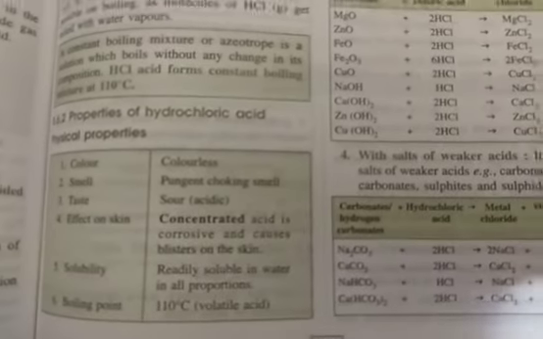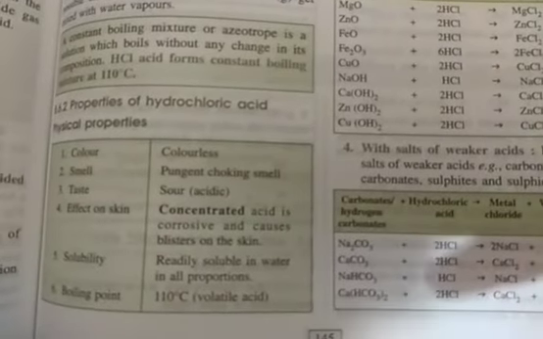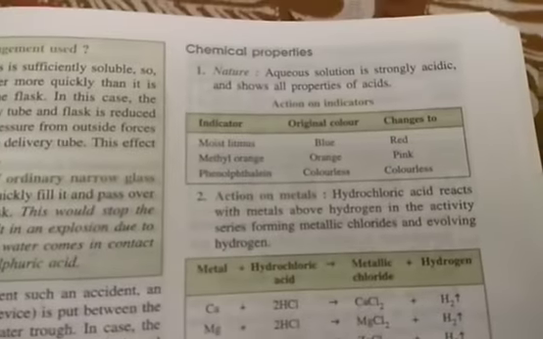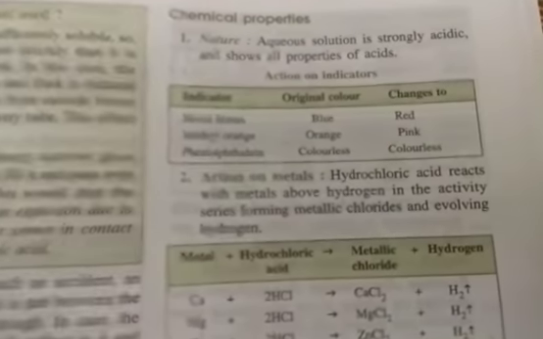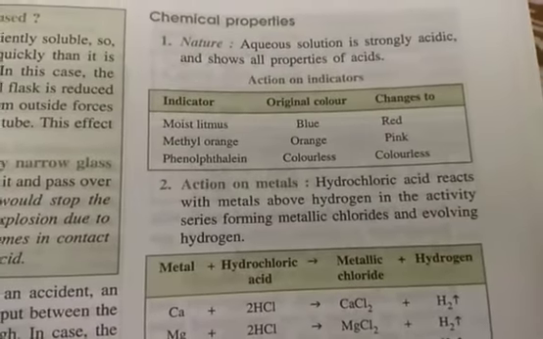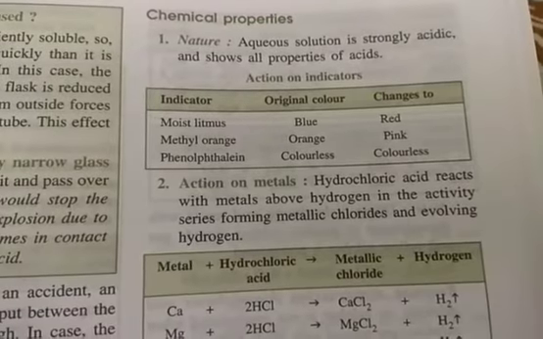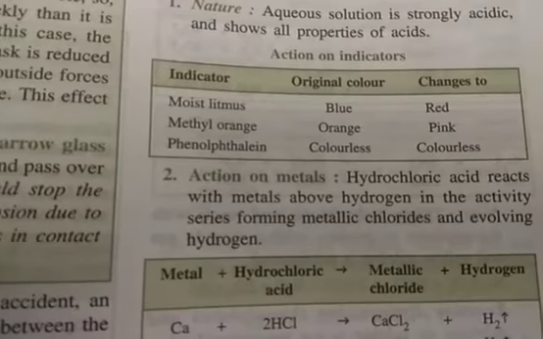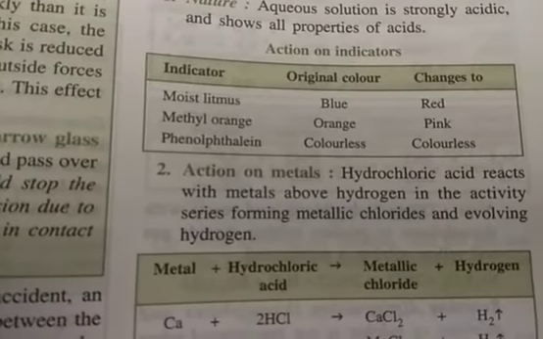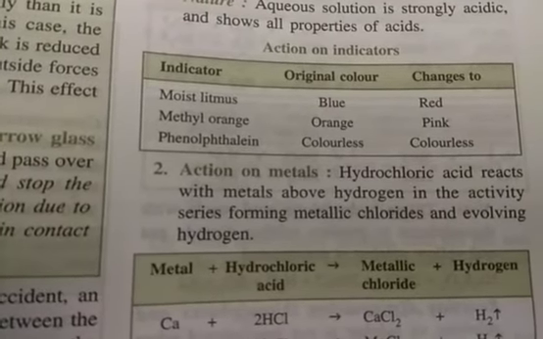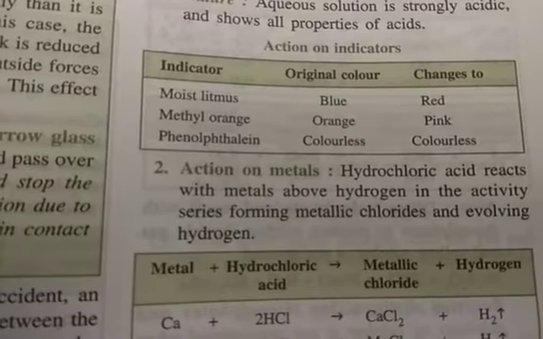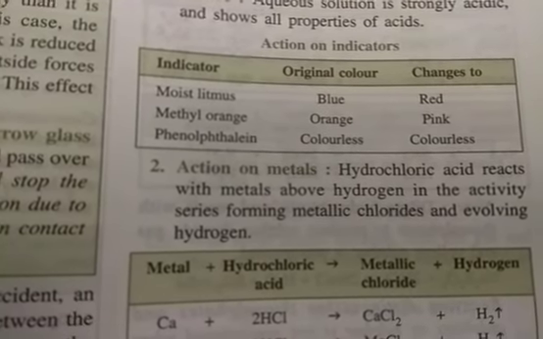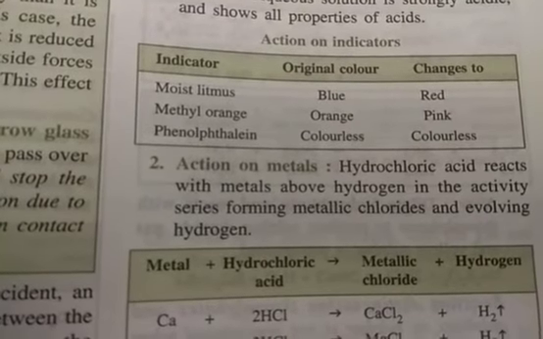Now, today you see page number 145 and some chemical properties of HCl we will see. Now, the HCl changes moist litmus from blue to red, methyl orange from orange to pink, and phenolphthalein, it is an indicator, from colorless to colorless, means no change is there in the final one.